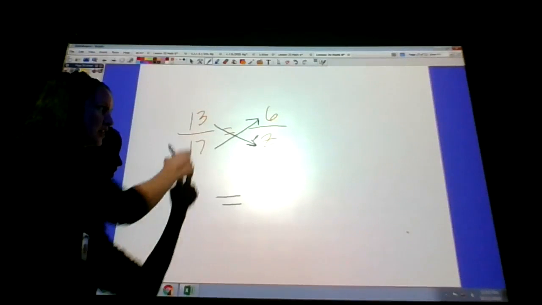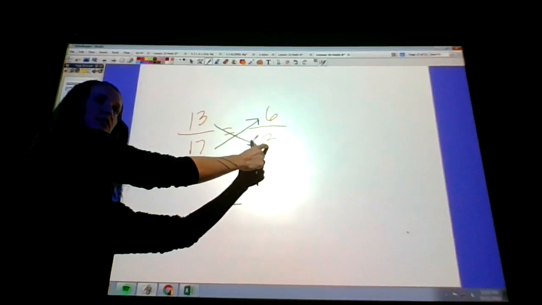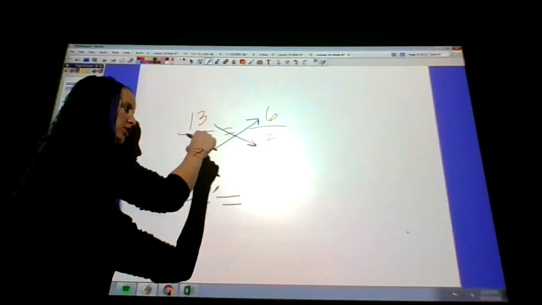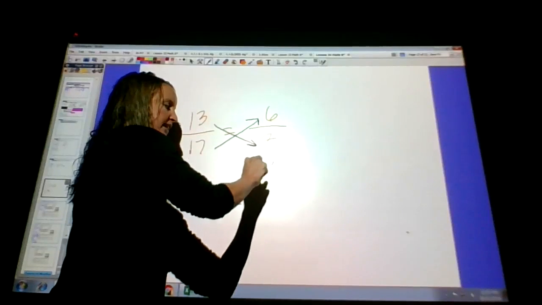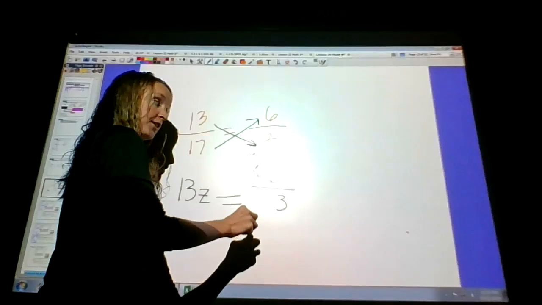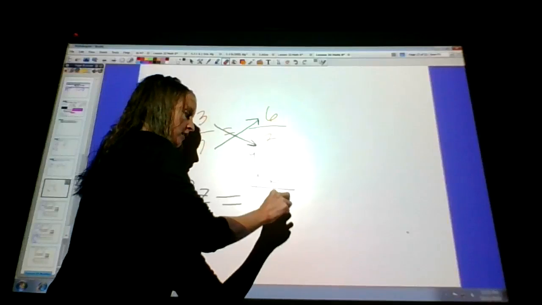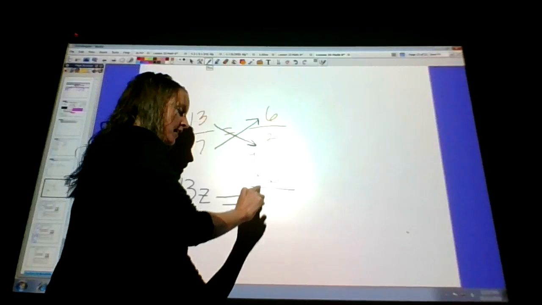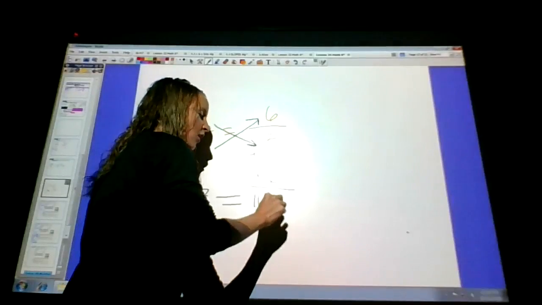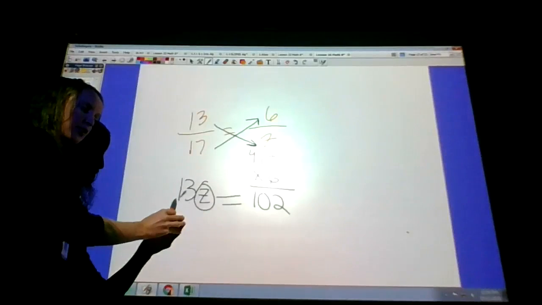What's 13 times z? You guys, what's 13 times z? 13z. Yep, so you go 13z, and that's going to be set equal to 17 times 6, which is 102. Thank you for correcting me. Now, you guys know to solve that equation, what's happening between these two?